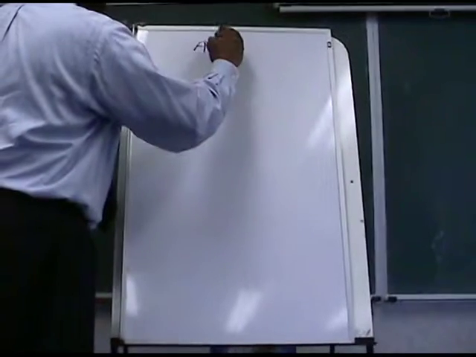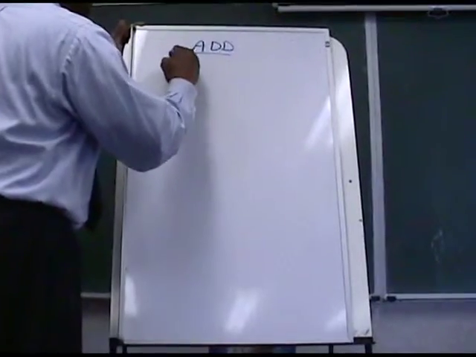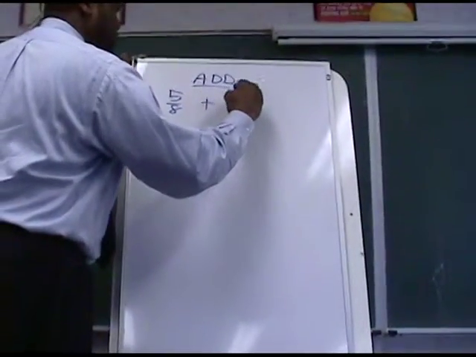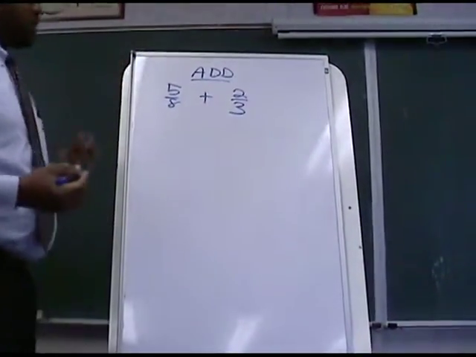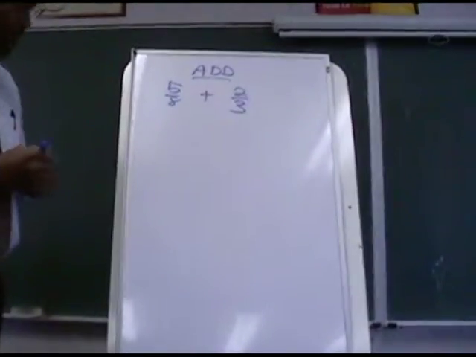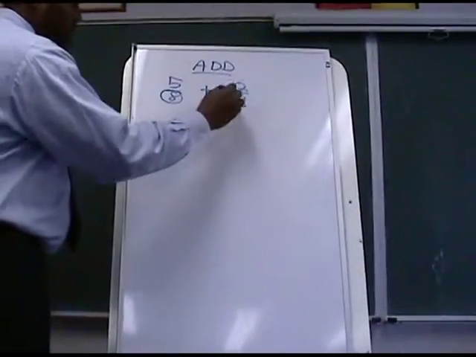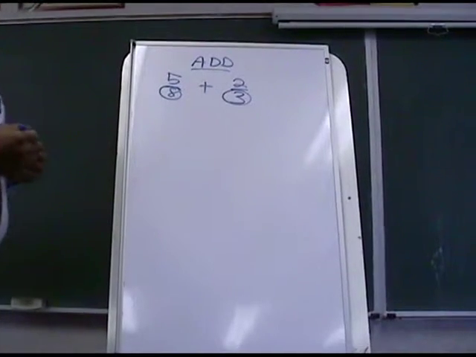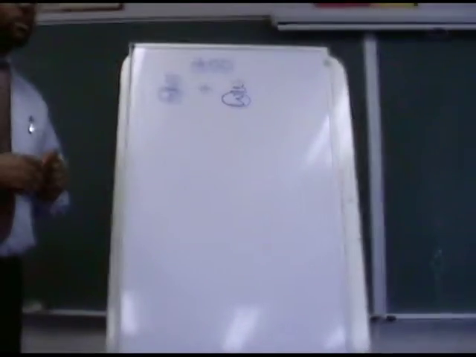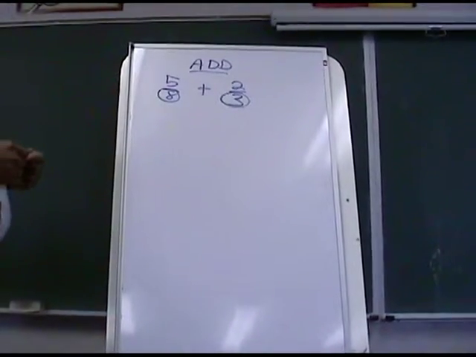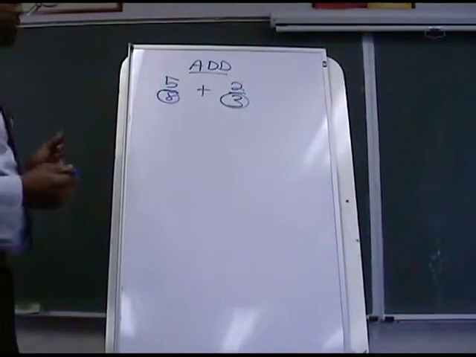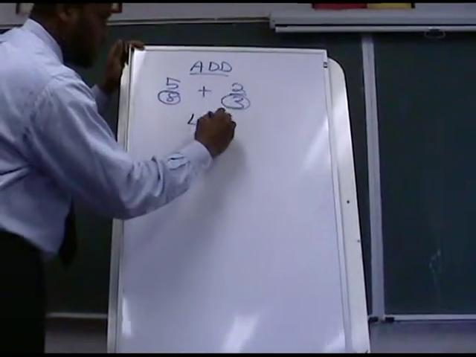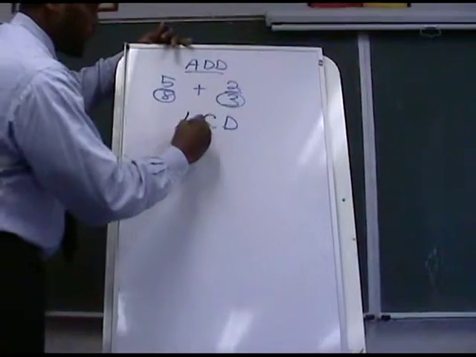We're going to add 5/8 plus 2/3. Now, adding and subtracting with unlike denominators, as you can see, the denominators are not the same. Therefore, we have to get the denominators the same. The best way to get the denominators the same is using the least common denominator. We have to use the least common denominator, okay?